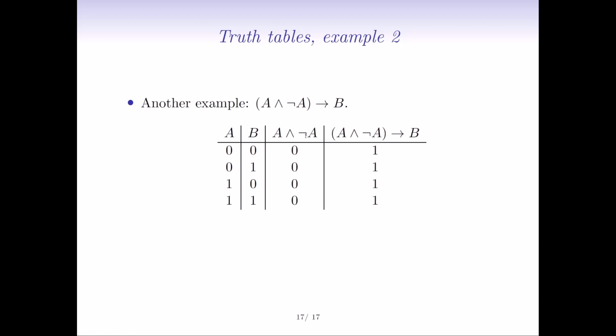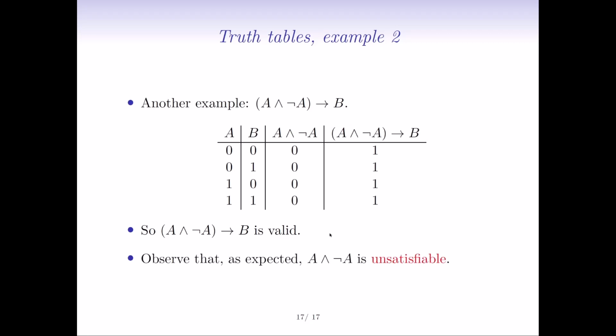And since A and not A is always false, by our truth table for implication, A and not A implies B always is true, and it doesn't matter the truth value of B at all. So in fact, this formula is valid. No matter how we interpret A and B, the formula A and not A implies B always comes out as being true. So it's a valid formula. Sometimes we would refer to valid formulas as tautologies. And by the way, as expected, the formula A and not A is unsatisfiable. There's no way of making a contradiction true in any situation.